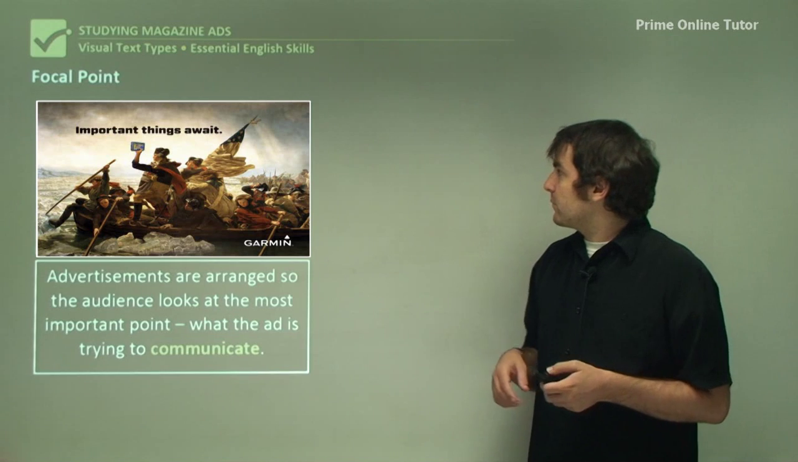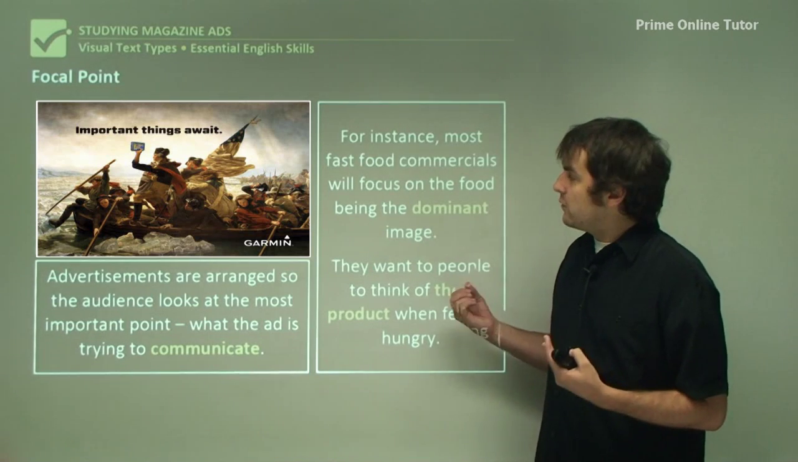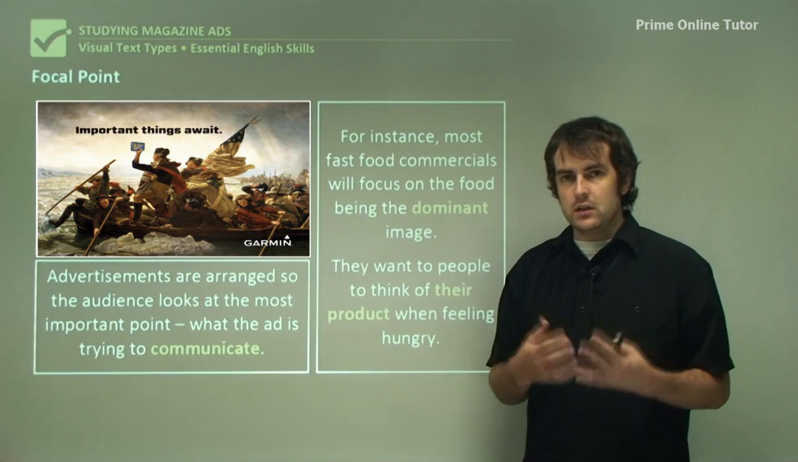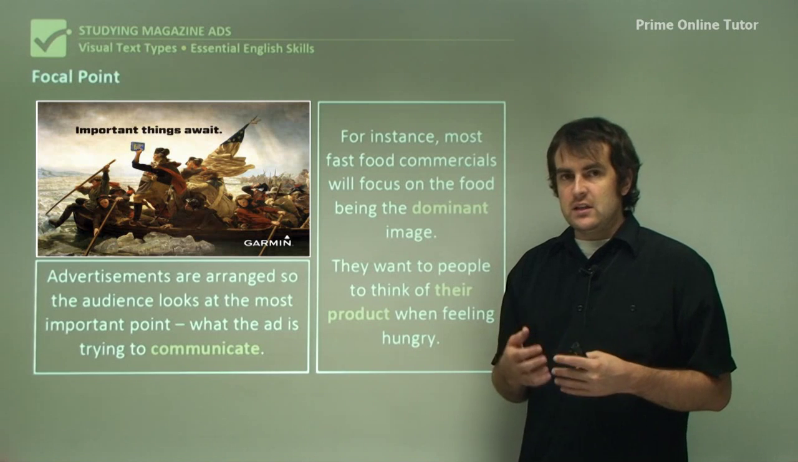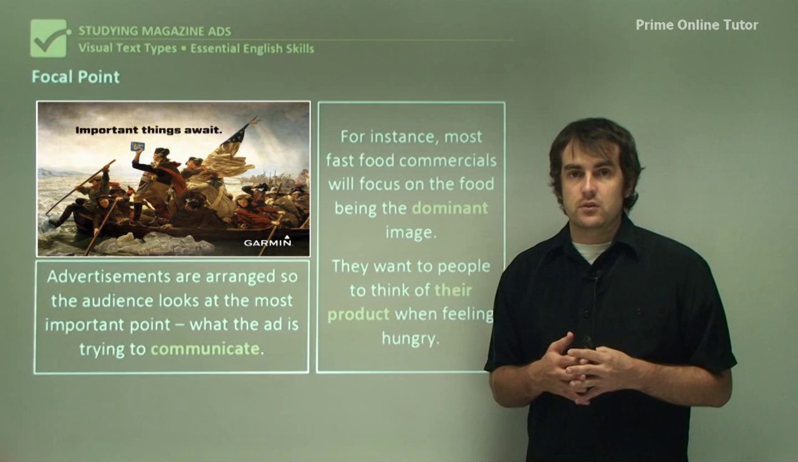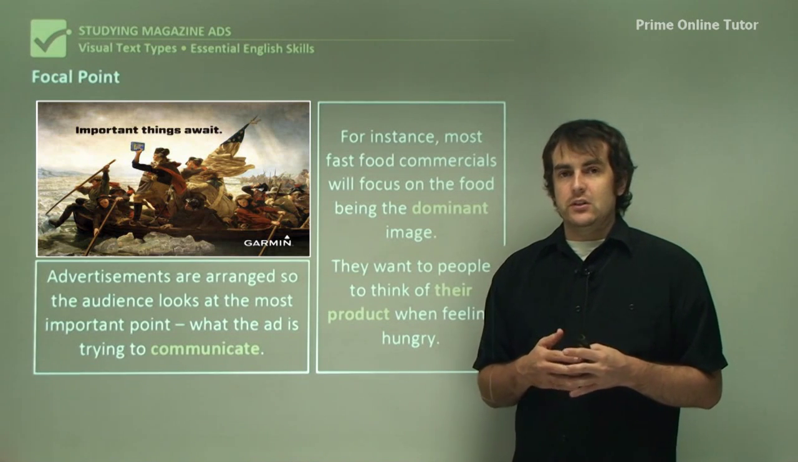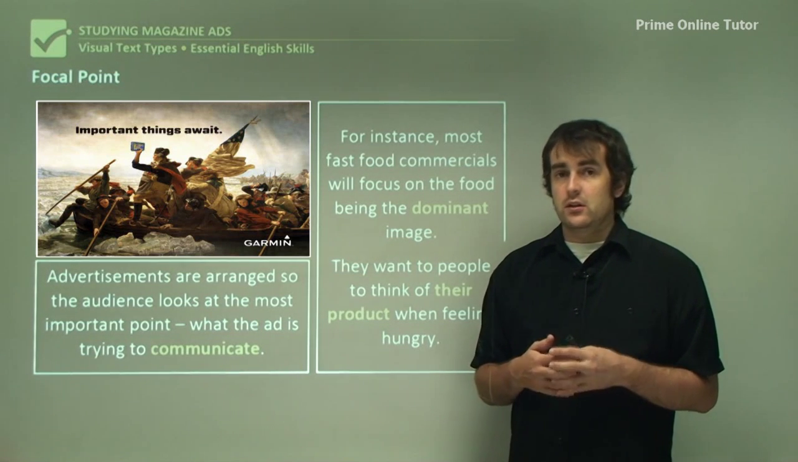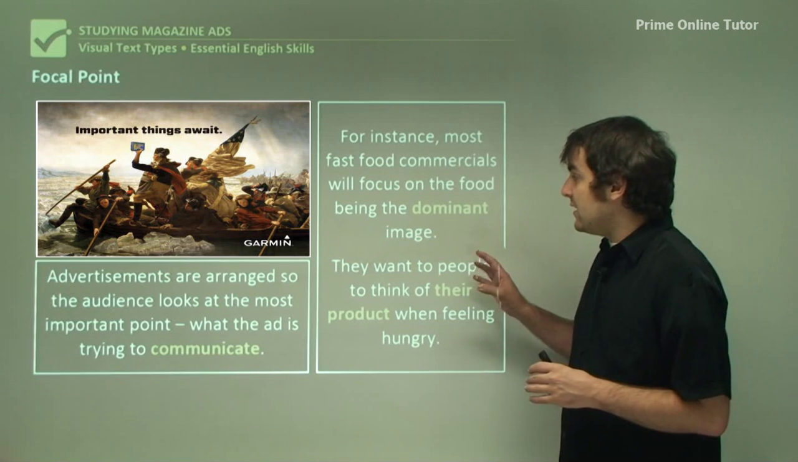because they have a GPS unit. Alright, so for instance, most fast food commercials will focus on the food being the dominant image, as in no one cares if it's an ad for McDonald's until they see that it's a big juicy hamburger on the screen, and they go, wow, I might not necessarily like McDonald's, but I certainly could go for one of those. And that's again what they're trying to do.